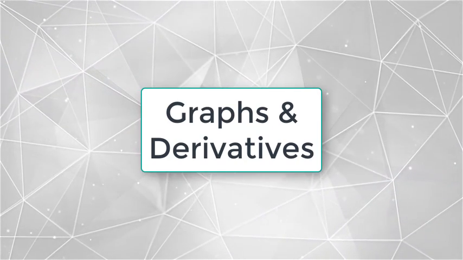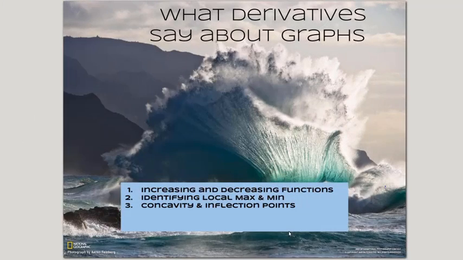In this section, we're going to look at what derivatives tell us about graphs of functions. In particular, we're going to look at how to determine when functions are increasing versus decreasing. We want to be able to identify local maxes and mins. Without actually looking at the graph, we want to be able to find out if a point we're looking at is a maximum or a minimum for a function. And we want to talk about something called concavity and inflection points.